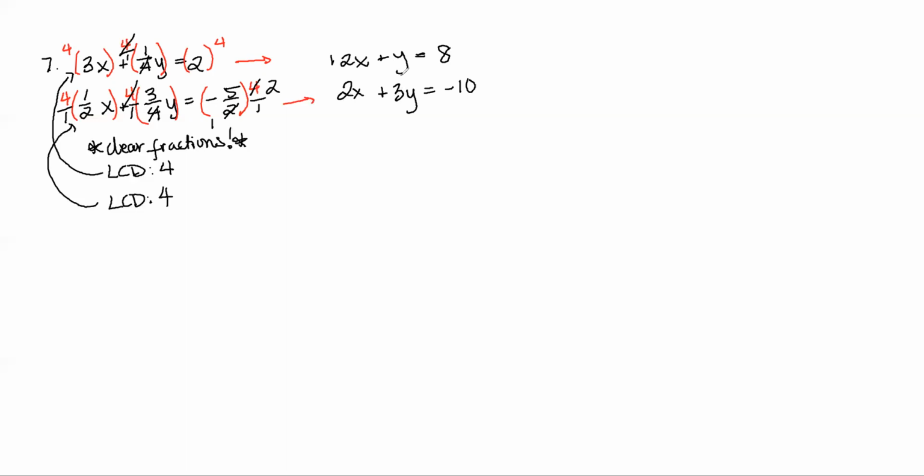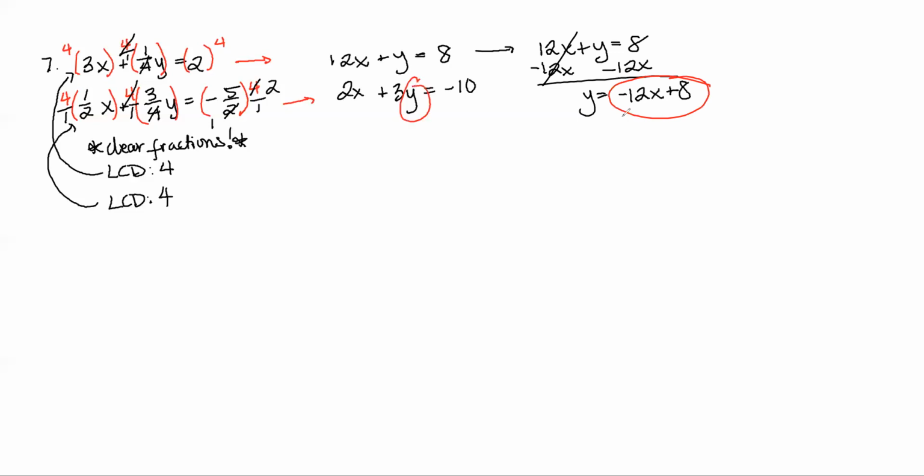So let's go ahead and solve this first equation for y. So 12x plus y equals 8. All we have to do is subtract 12x from both sides. And we get y equals -12x plus 8. Now we can take this and substitute it into the other equation for y. So now we have 2x plus 3 times (-12x plus 8) equals -10.